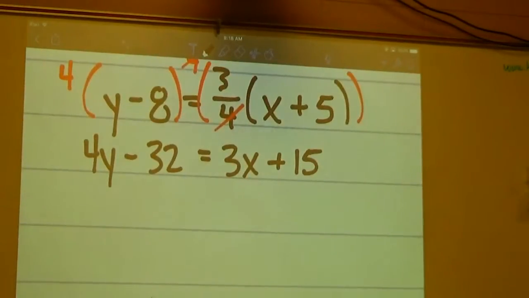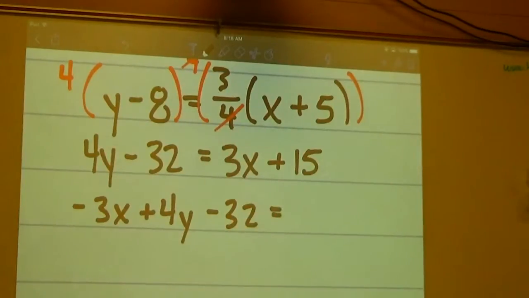Let's see, then I'm going to move the 3x over again. So negative 3x plus 4y minus 32 equals 15. Then I'm going to add 32 to both sides.